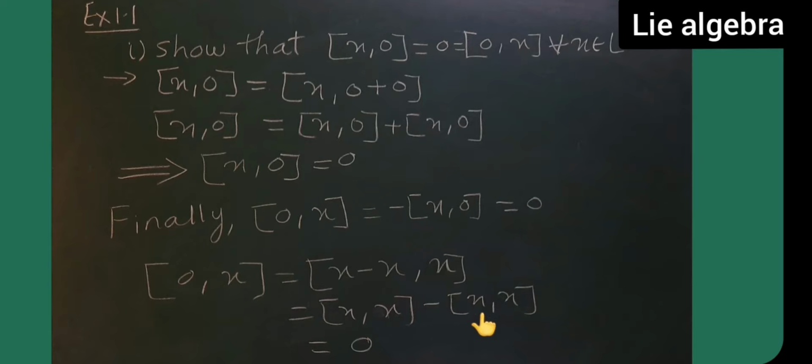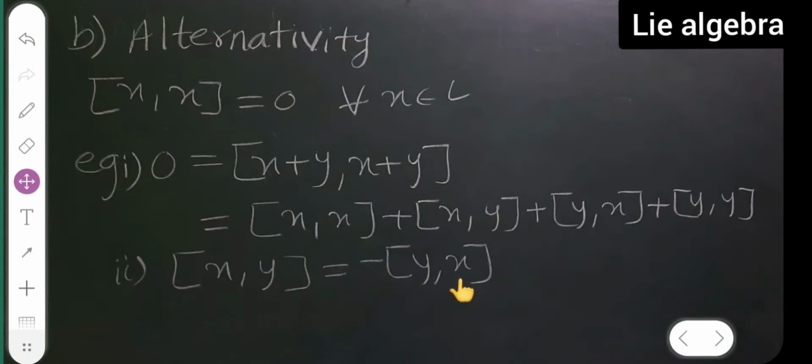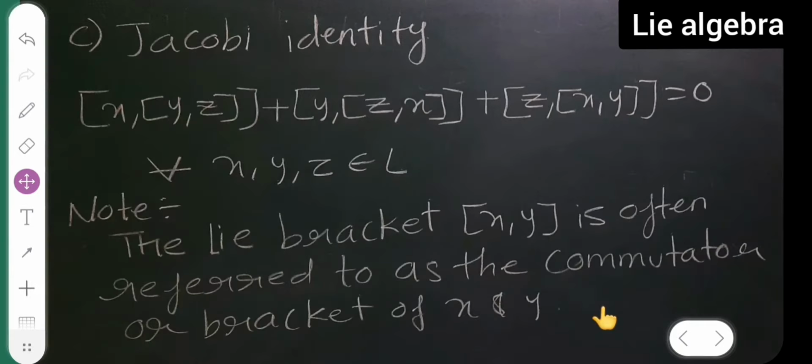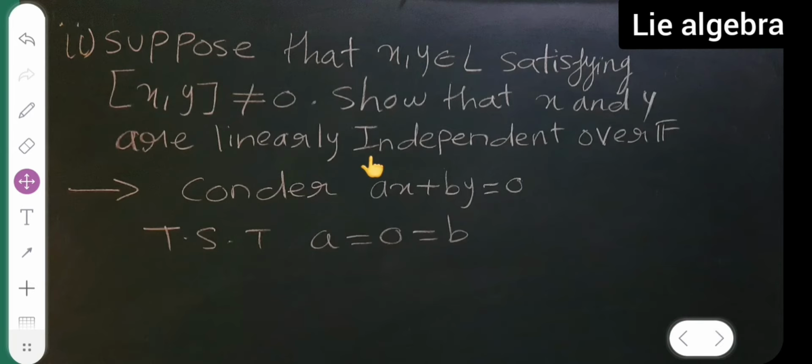And you know what [x, x] is? [x, x] is 0, right? In this alternativity I have given you all that [x, x] is equal to 0. So it is 0 minus 0, which is nothing but equal to 0. So we proved that [x, 0] is equal to 0 and [0, x] is also equal to 0. Next is the second one.